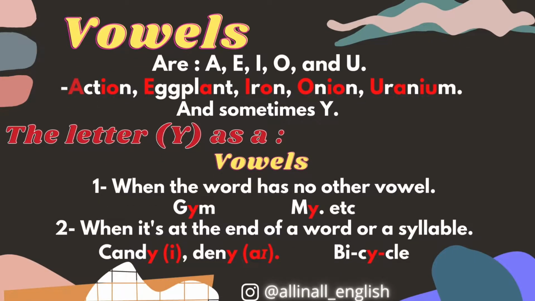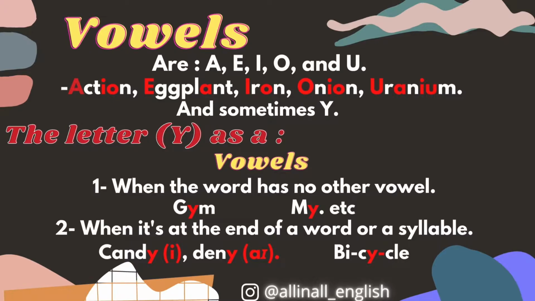First thing first are the vowels. So the vowels in English are A, E, I, O, and U. For example, action, eggplant, iron, onion, uranium. Sometimes we can consider the letter Y as a vowel, but it has a rule for that.